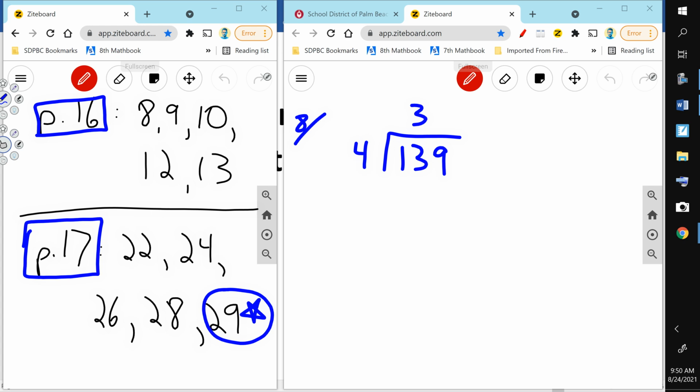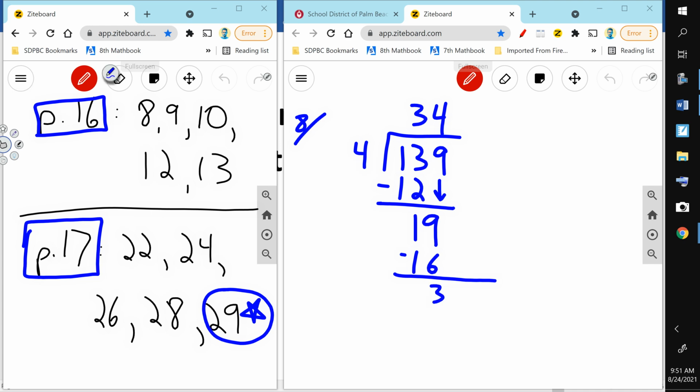So now remember the pattern. You're going to multiply, subtract, bring down. We're going to multiply. 4 times 3 to get 12. We're going to subtract, and we get 1, and now we're going to bring down the 9 to get 19. Now will 4 go into 19? The answer is yes. If you know your multiplication, it'll go in 4 times. So we're going to multiply, subtract, bring down.